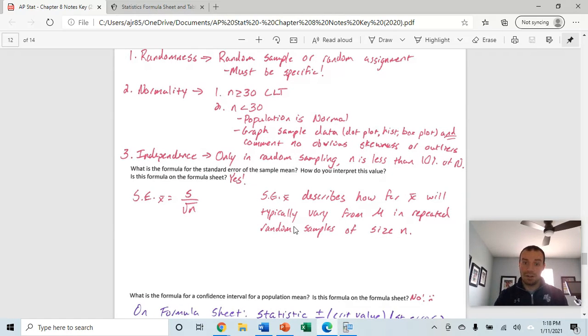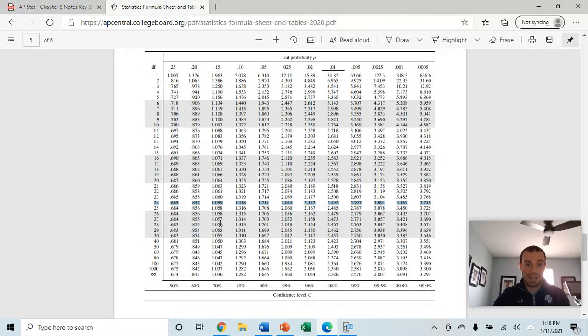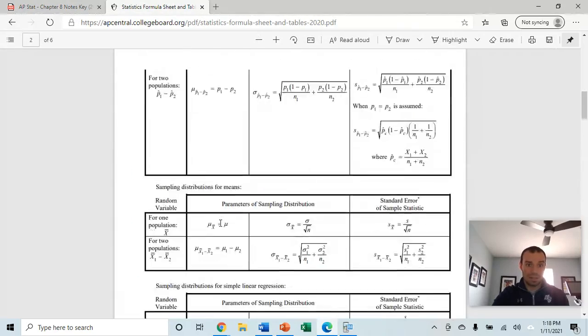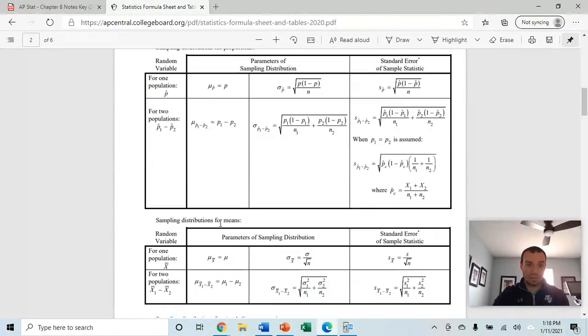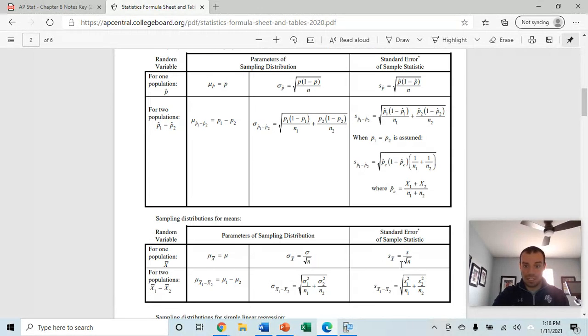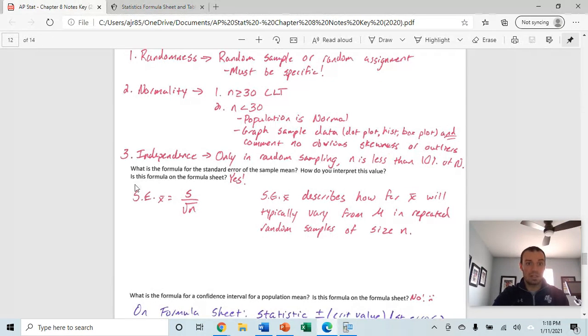We had standard error for sample proportions. We have the same idea for your sample means. So in terms of interpreting this value, it's on the formula sheet. Okay, if we go ahead and we look at our means, one population mean, you see your standard error formula right there. So it's just s, which is your sample standard deviation over the square root of n, and that describes, similar to proportion problems, how far your x bar will typically vary from the mean in repeated random samples of size n.